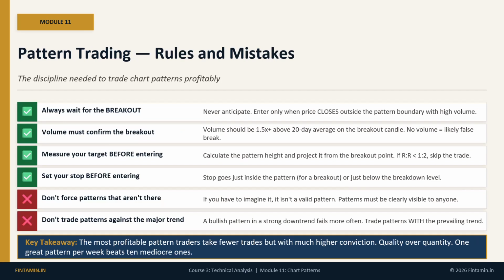Pattern trading rules. 5 rules for trading chart patterns successfully. 1. Always wait for the breakout. Never buy in anticipation. Enter only when price closes outside the pattern boundary with volume. 2. Calculate your target before entering. If the risk reward is less than 1 to 2, skip the trade. 3. Set your stop loss before entering, just inside the pattern.